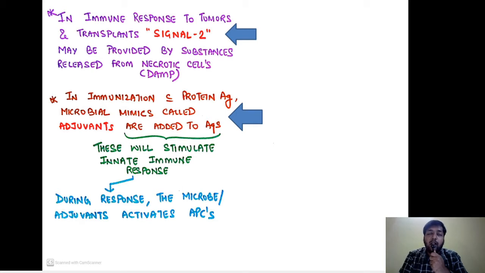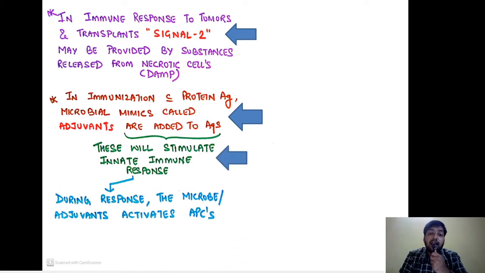So what is happening over here? For example, when we are preparing a vaccine, for example BCG or the measles vaccine, inside the vaccines they have certain dead antigens. Along with the antigens, you must have heard that they also have adjuvants. What is the role of these adjuvants?